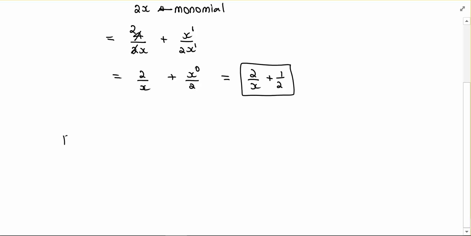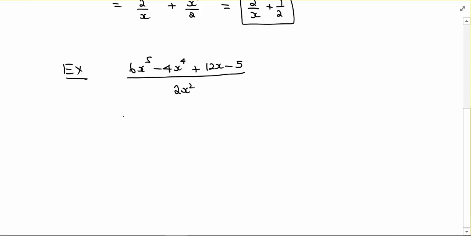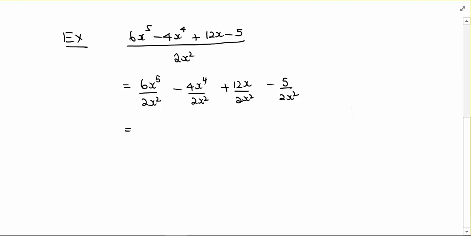So another example we can go with is to say, what if we had 6x to the 5 minus 4x to the 4th plus 12x minus 5, all of that divided by 2x squared. Well, again, let's break it up. So first of all, this is 6x to the 5 over 2x to the second minus 4x to the 4th over 2x to the second plus 12x over 2x to the second minus 5 over 2x to the second. Now each one of these simplifies to various different degrees.